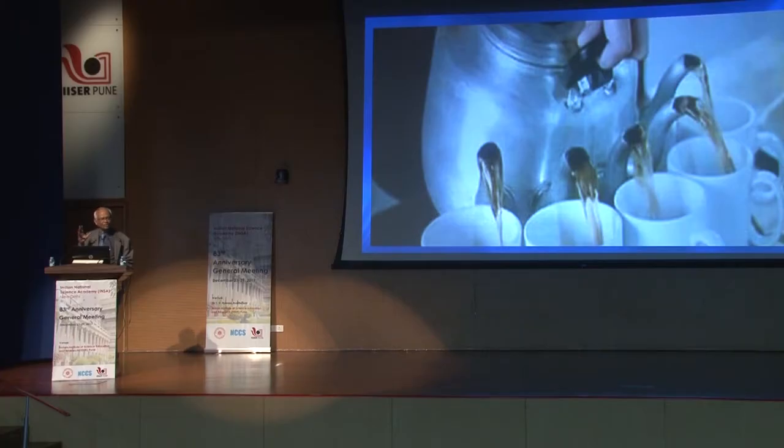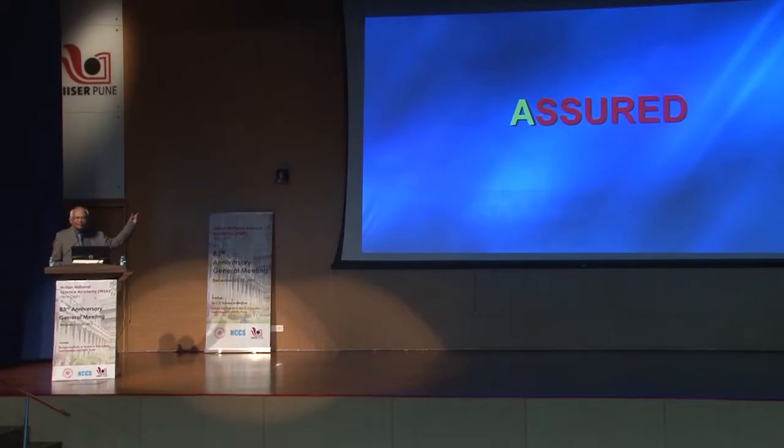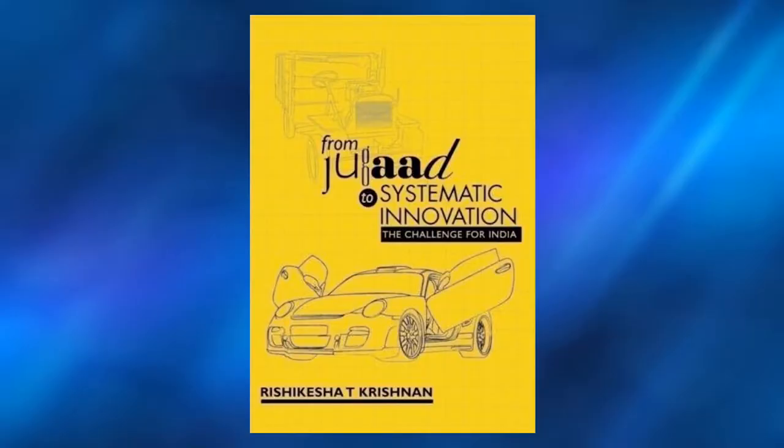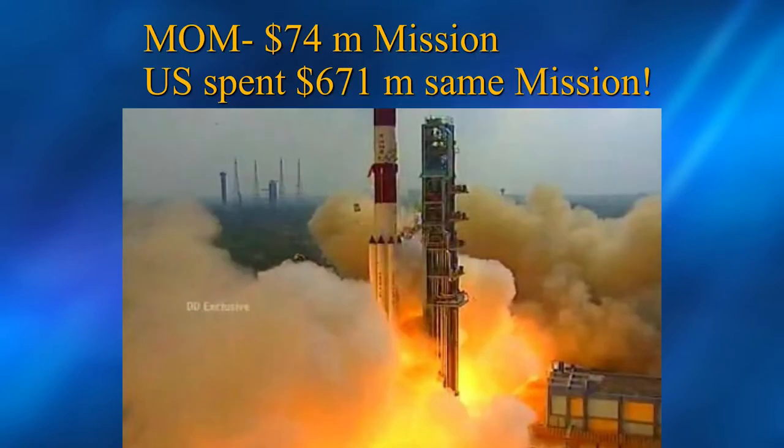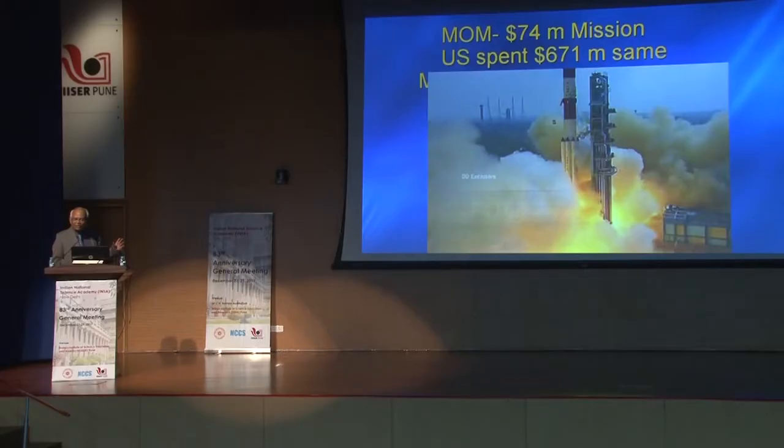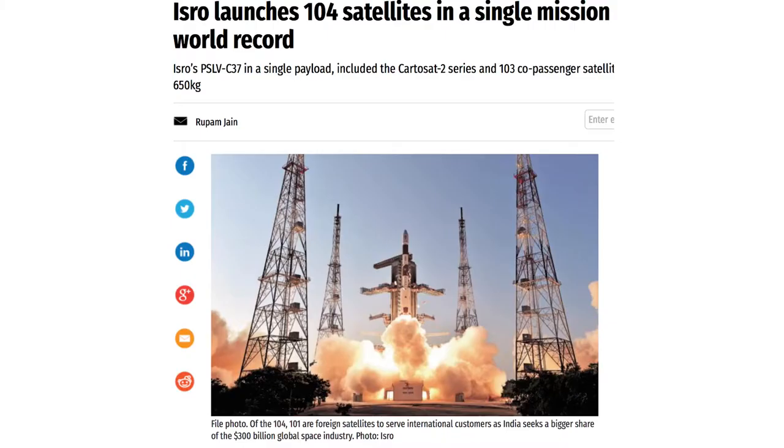That is Indian ingenuity. But what one is saying now is that we must move from this, because this is assured, but only A, affordable. The rest of the words are not here. Okay, how do we make it assured? So we have to move from jugaad to systematic innovation. Just look at this. Mars orbiter mission for $74 million as against 671, and both of us are circling Mars. The ingenuity was in the way we went to Mars, not because our costs of labor were low, and so on and so forth.